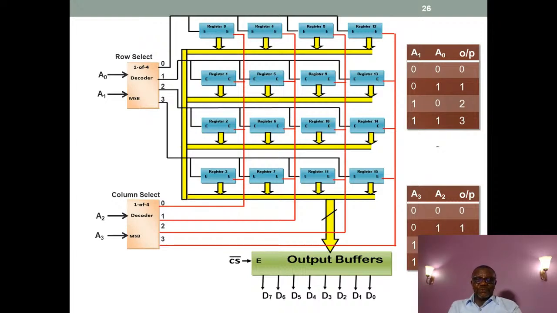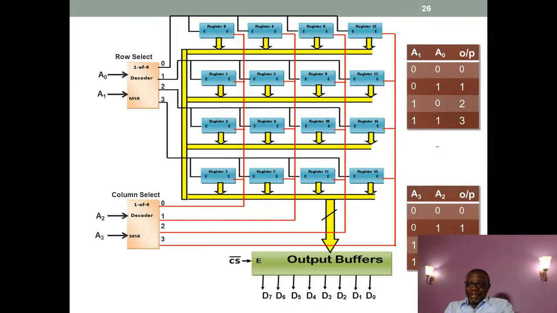Now, if chip select is 0, then the output buffer will be activated, and the data will go out, which is 8-bit data will go out from the D lines, which we see from the right to the left, D0 to D7, that is 8-bit.